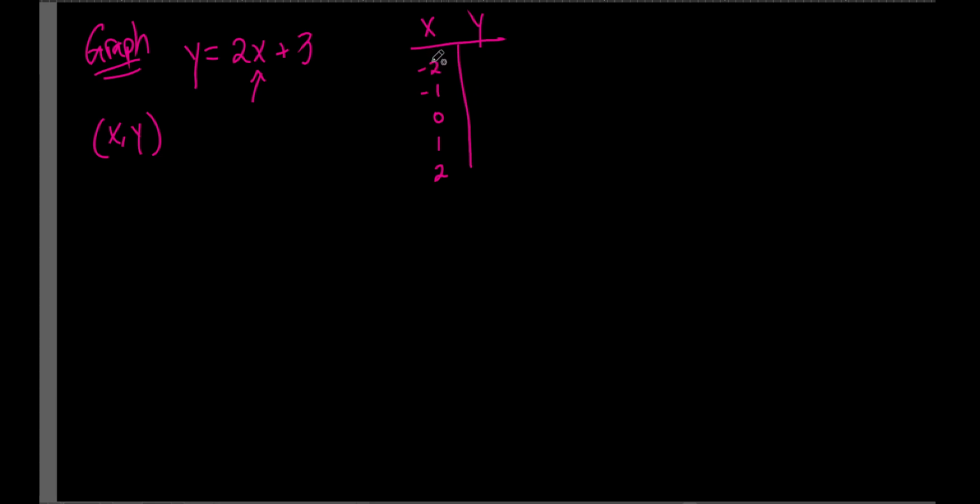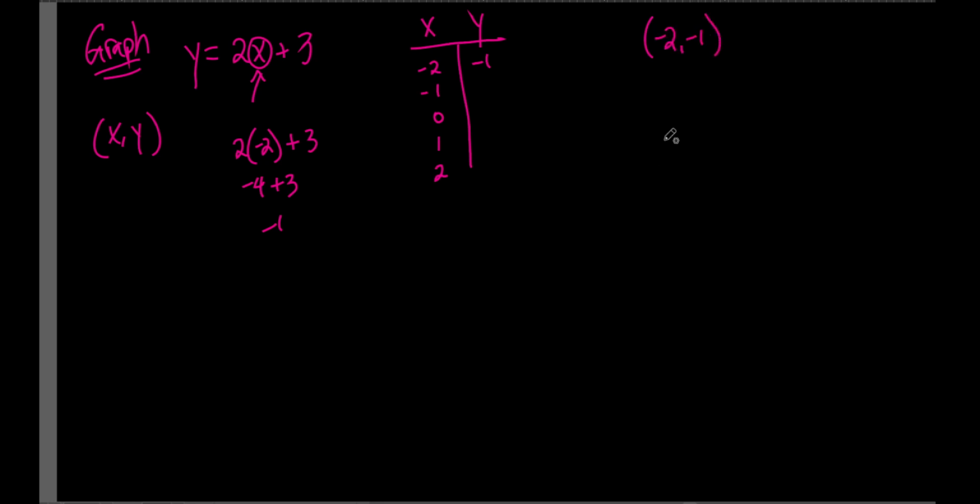Let's plug these in. These are all my values for X. I'm going to plug in that X right here and figure out what my Y is that goes with that -2. So let's put a -2 in for this. Can you do it in your head or not? 2 times -2, plus 3. What's that? That's -4 plus 3, which is -1. So what goes with the -2? The -1. So this is an ordered pair that looks like this.